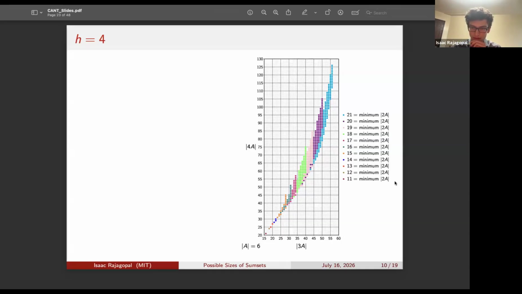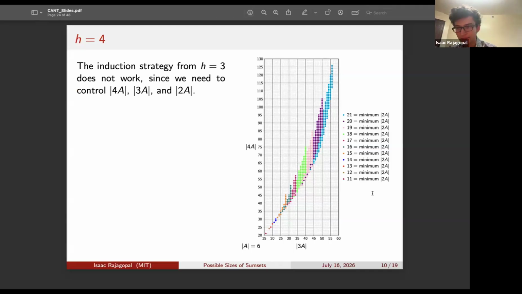So there's a lot going on in this plot. We really hope to be able to do some similar construction with a path going from the bottom up to the top, because this plot does look quite connected. But unfortunately, I wasn't able to carry out an inductive strategy on this. With h equals 3, we were only controlling 3a and 2a, and that was doable. But to control 4a, 3a, and 2a all separately, I couldn't find a way to do it.